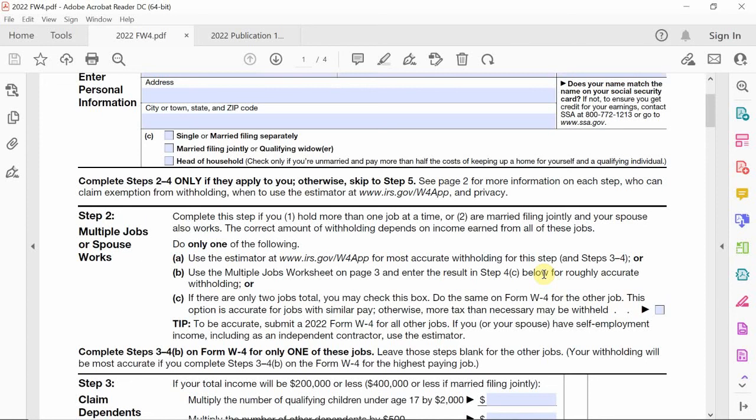And if you don't have multiple jobs, then you don't need to fill this out. However, unless you are filing together with your spouse and you claim marital status, you need to fill in your spouse's income because they need to know how much money that your household is generating in grand total. Okay? So that's what's different about this one.